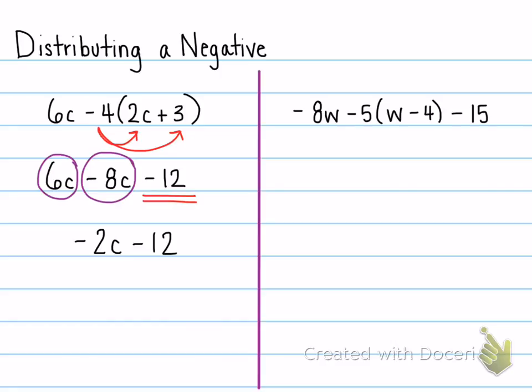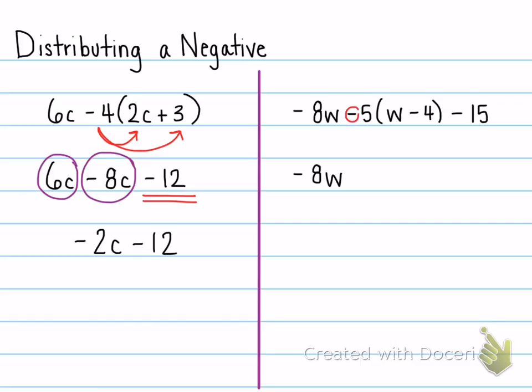Negative 8w minus 5 times w minus 4 minus 15. Let's see how you do. Okay, so let's take a look at this. I do have distributing in the problem. You see that it's right here. Notice I put the negative or the minus in front of the 5 with that part. I do have something out front that I'm going to rewrite. So I have negative 8w first. I am going to distribute the negative 5 to the w.